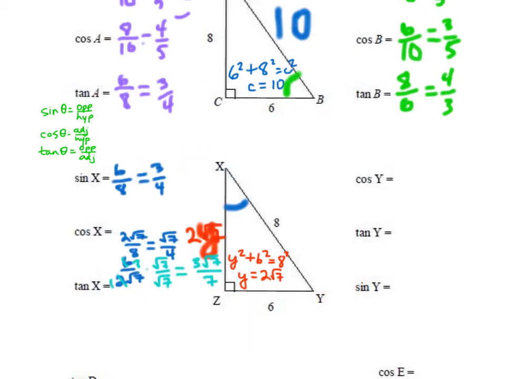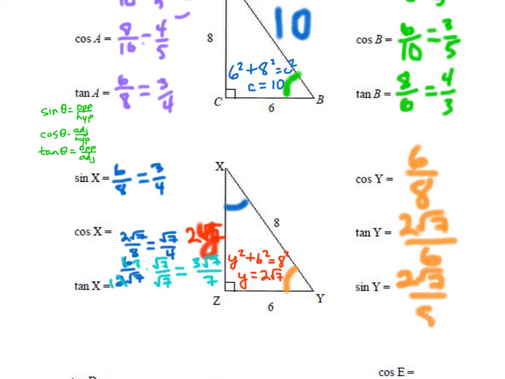Moving over to angle y as our reference angle, the cosine of y is adjacent over hypotenuse. So adjacent to y is 6, and the hypotenuse is 8. Tangent of y is opposite over adjacent. So opposite of y is 2 square root of 7 over adjacent, which would be 6. And then the sine of y is opposite over hypotenuse, which would be 2 square root of 7 over 8.